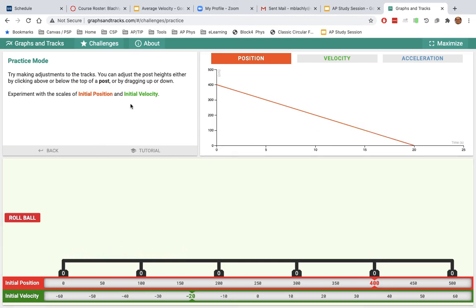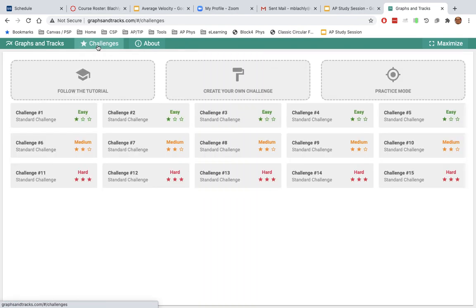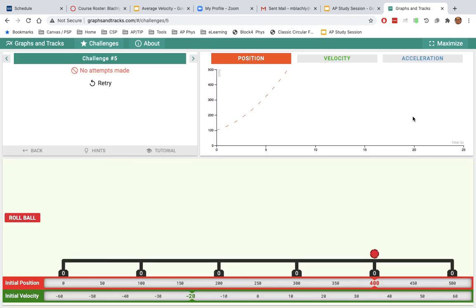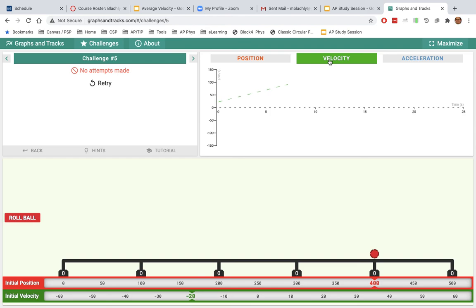So after you play with that a little bit, the really fun part is to go to the challenges here, okay? And you can pick any challenge you want, start wherever you want, but what happens when you pick a challenge is, and I'll just pick challenge number 5, for example, you get a graph, and you can see the position versus time graph, the velocity versus time graph, and the acceleration graph, and you have to roll the ball so that it matches the graph.